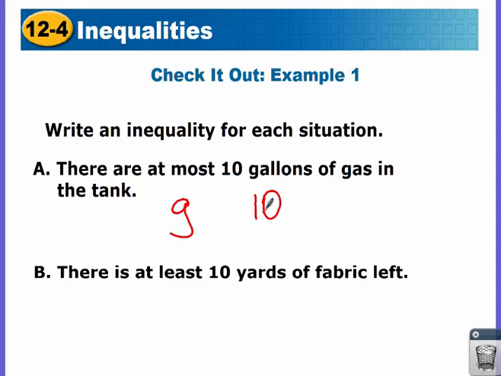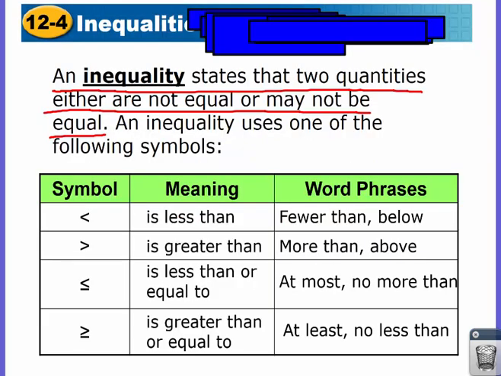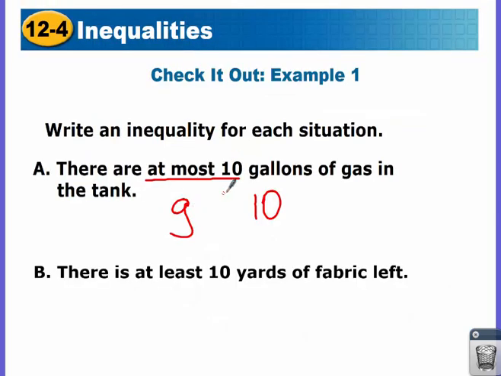Okay, so it says there are at most 10 gallons of gas. Okay, so if we were to go back to our list, at most means less than or equal to. There is at most 10 gallons of gas, so that 10 becomes a maximum number. Okay, it's not going to be any more than that, but it could be 10.